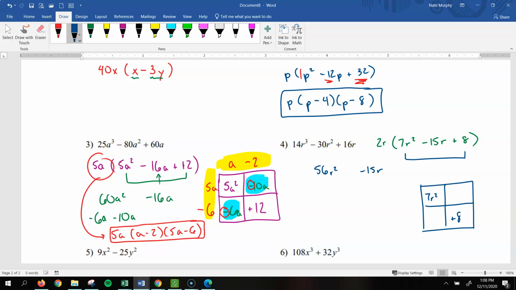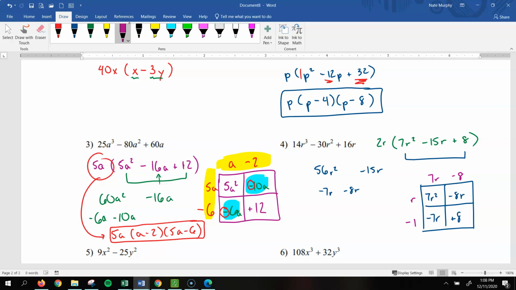So we're trying to find two numbers that multiply together to be a positive 56r squared and add together to be negative 15r. Hopefully you got negative 7r and negative 8r, because if you multiply those together, we get a positive 56r squared, and if you add those together, we get negative 15r. It does not matter where we put those. And then when we go to find the greatest common factor for each row and column, you should have gotten that for one of the sides. And in the other side, we'd have 7r and negative 8.